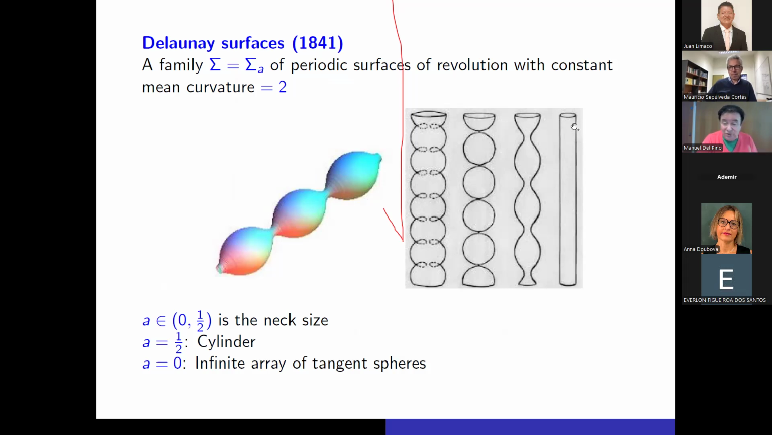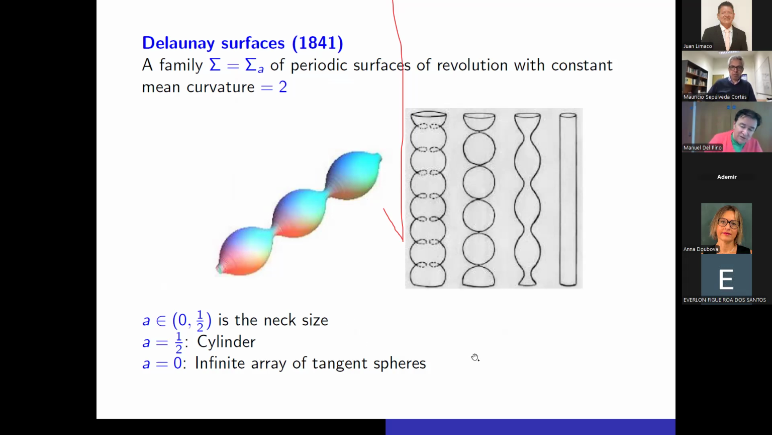So a cylinder is a solution. It's a constant mean curvature surface, right? And when the parameter starts getting smaller, you see a shape like this, this curly thing. And when the parameter reaches a certain limit, the neck size is 0, what you see is an infinite array of spheres, like indicated here. And actually, there are also surfaces that continue to exist when this parameter gets negative, but these surfaces are not embedded. They have self-intersections, like in this picture.